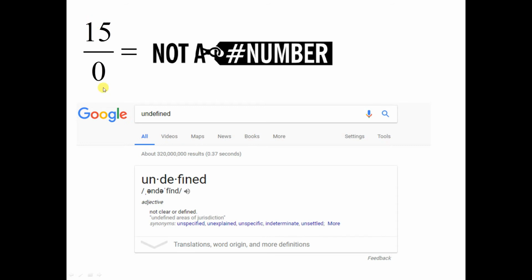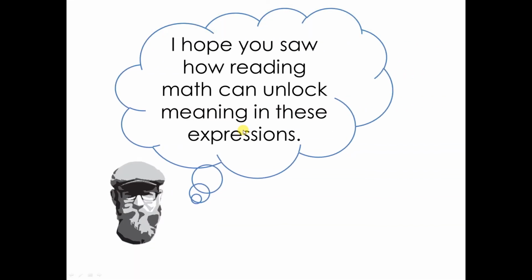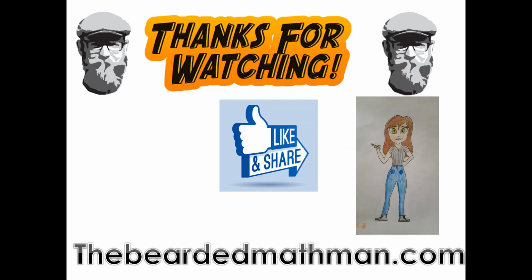So any number divided by 0 is undefined. Even 0 divided by 0 would be undefined. You cannot cut something up into 0 parts is one of the ways that division by 0 is explained. So I hope you saw how reading the math can unlock meaning in these expressions, and I hope that you are encouraged to try to read other mathematical expressions that are maybe confusing you or that you feel like you have to memorize.